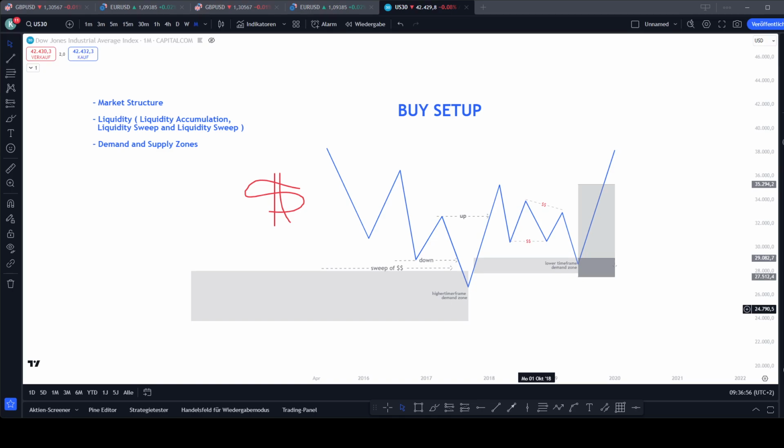In my next video, I'll provide also my sales setup and try to explain it. The buy setup and the sales setup is the same. It's just the directional change. Here we focus on buy going to upside, in sales setup we focus on sales coming to the downside.